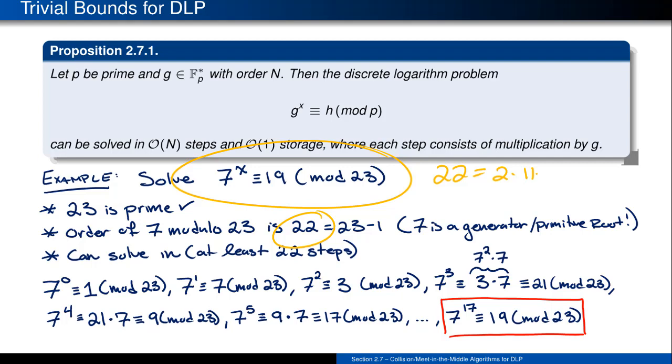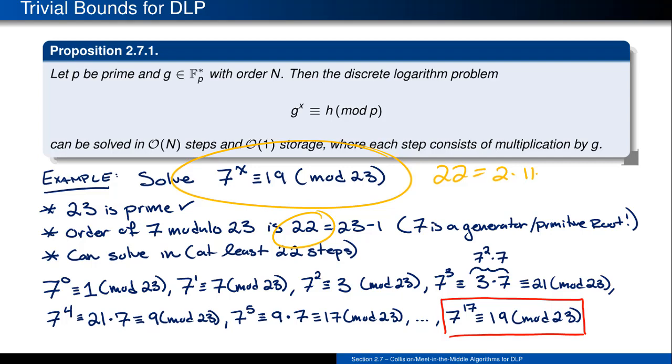If you take 7 and raise it to the first power, it gives back a 7, so it's not order 1. If you square it, it's not going to give a 1. If you raise it to the 11th power, it's not going to give a 1. So you can see that we must have a full order of 22. It's nice that this equation is guaranteed to have a solution.